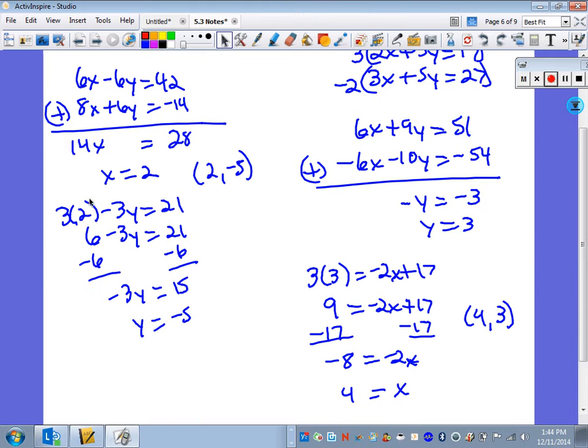Then I take that x, substitute it back into one of the two equations. It looks like I chose the first one. And so I did 3 times 2 minus 3y equals 21. So 6 minus 3y equals 21. Subtract 6 because it's already positive. So I get negative 3y equals 15. Divide both sides by negative 3. y is negative 5. So my ordered pair is (2, -5).